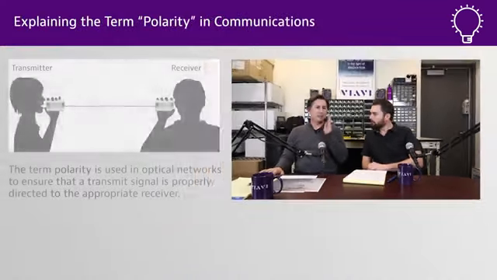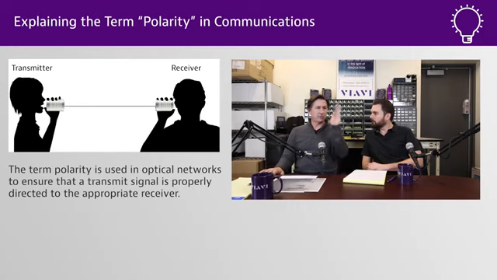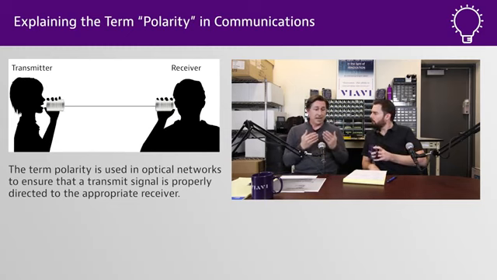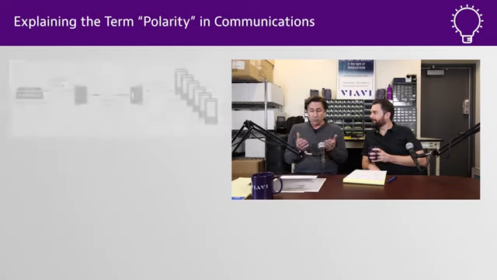Yeah, so polarity is essentially making sure that the transmitter on one end of a link is connected to the receiver on the other end of the link, and the transmitter on the far end is connected to the receiver on this end. If my transmitter is talking to that transmitter, there's not a link, right? The link isn't up. Nobody's receiving the data. So it does exist in duplex connectivity.